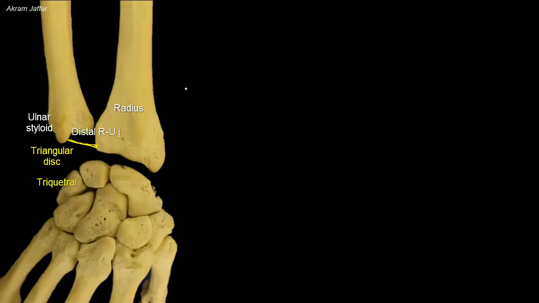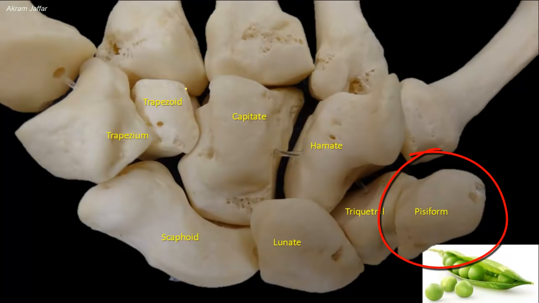The triquetral articulates with the disc, while the scaphoid and lunate articulate with the distal end of the radius. The pisiform is a small P-shaped bone, as its name indicates. It lies on the palmar surface of the triquetral.